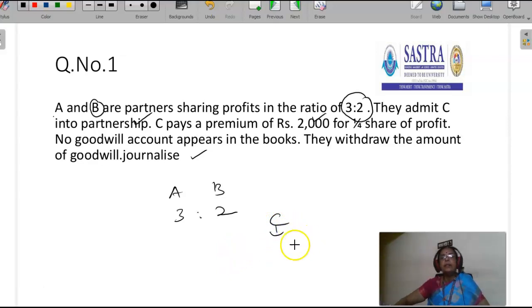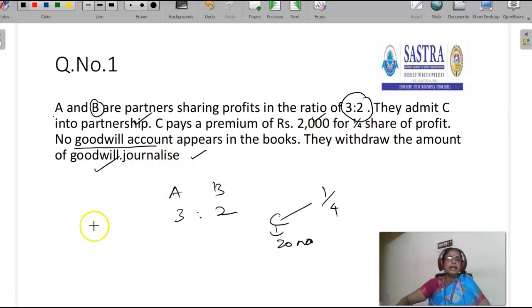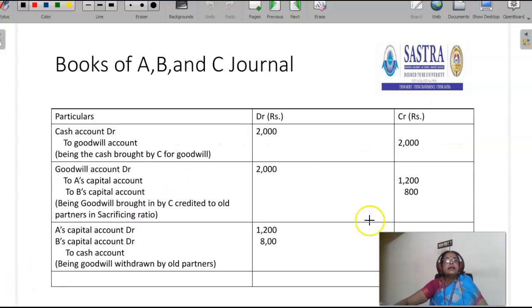C pays a premium. Premium means the amount which is brought for goodwill, 2,000 rupees. His share is 1/4 in the new firm. No goodwill account appears in the books. They withdraw the amount of goodwill. Who withdraws? The old partners withdraw the amount of goodwill. The entry is: Cash account debit to goodwill account, being the cash brought by C for goodwill, 2,000. Then goodwill account debit, 2,000 rupees, to A's capital account and B's capital account.